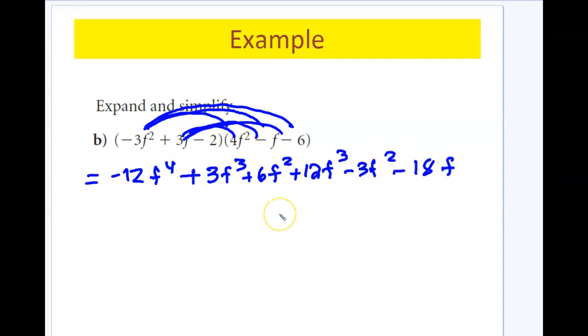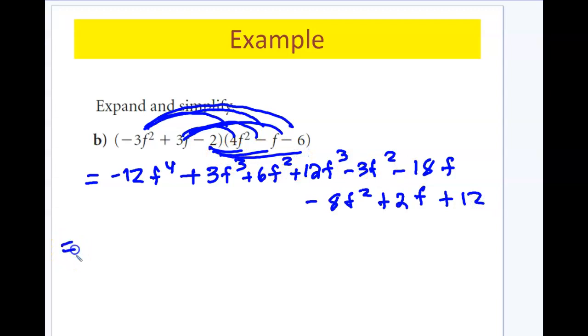And I'll just continue on the next line here because I ran out of space. This is going to give me a minus 8f squared plus 2f, and negative 2 times negative 6 will give me a plus 12.